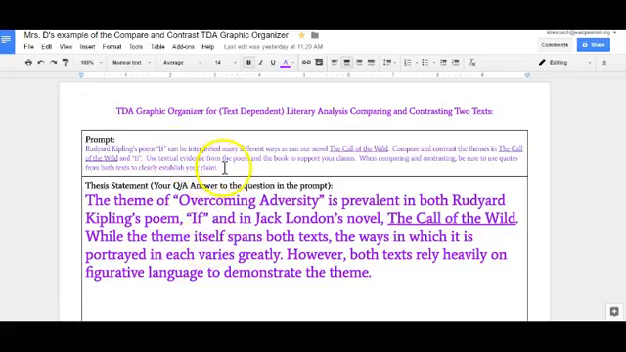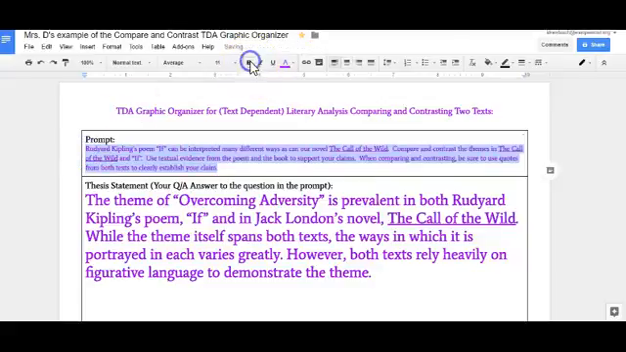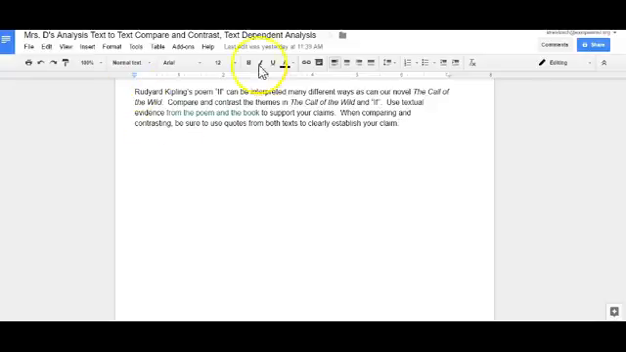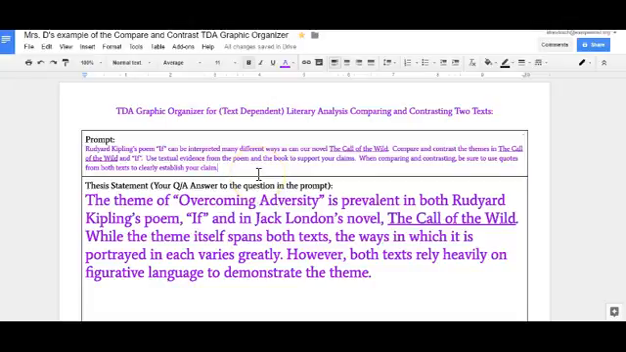The prompt will not be in there. You have to copy and paste it from your If analysis, but you copy and paste it in. Then you come up with your own thesis statement. Remember, it should be in Q&A format. This is my thesis statement.